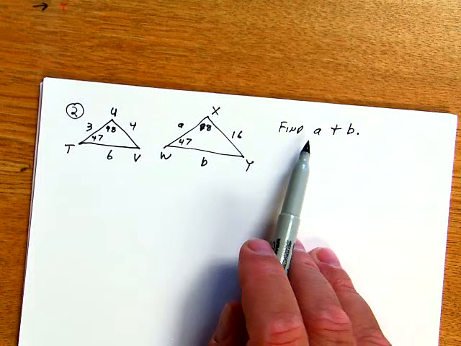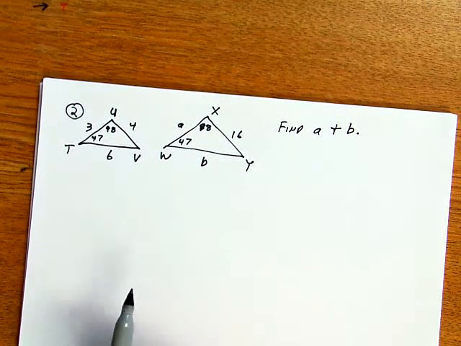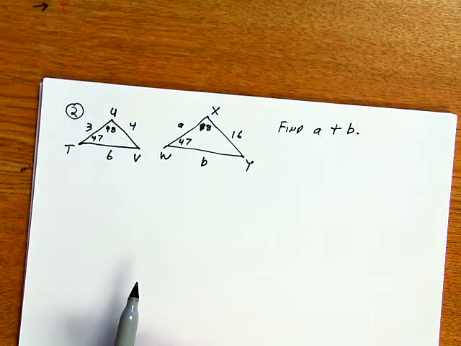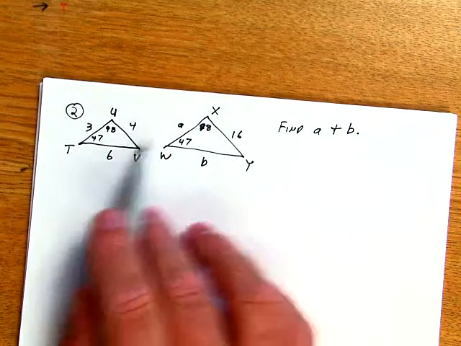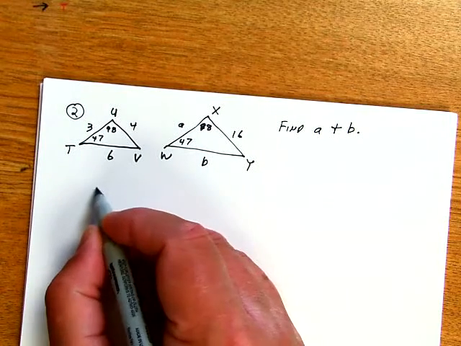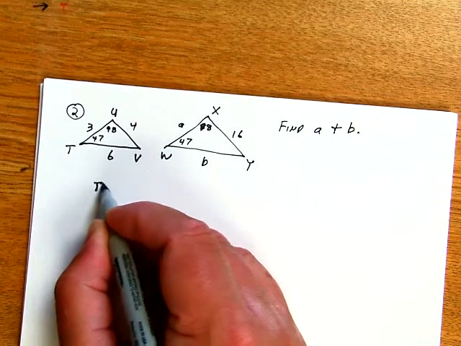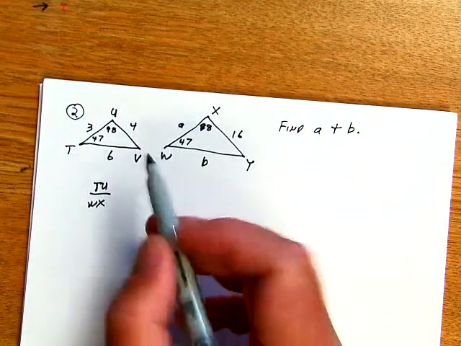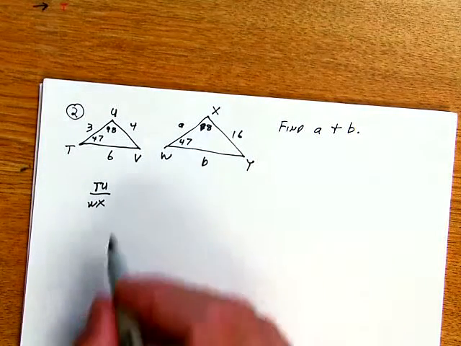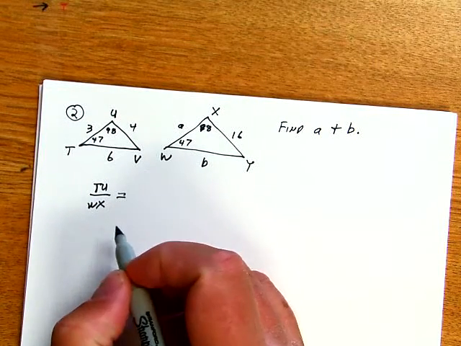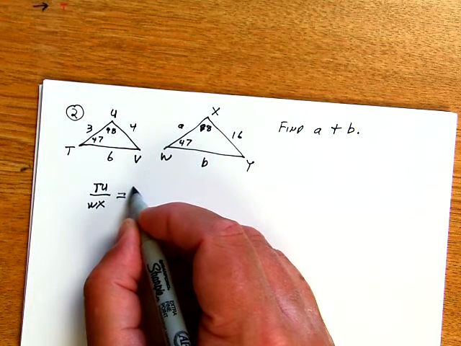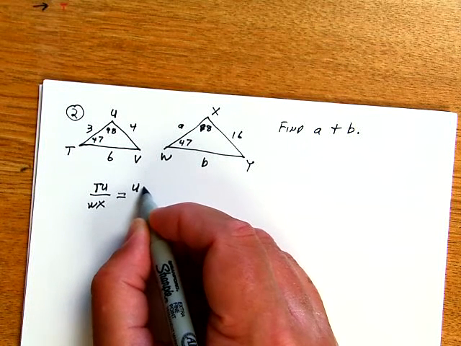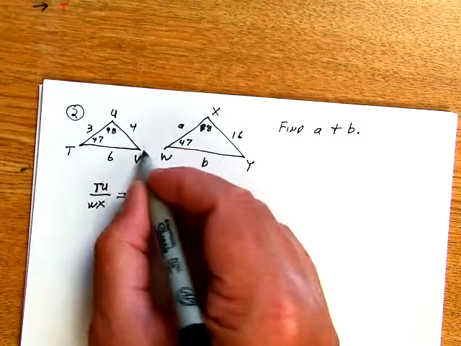Well, we can use the fact that we know these are similar, and that similar triangles have proportional sides to set up our solution. So if I look at the corresponding sides here, I'll just write them out. I'll put the TU should be corresponding to WX. You see that? TU and WX are corresponding sides. And they should set up a proportional ratio, UV to XY.